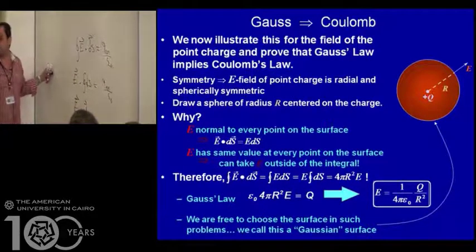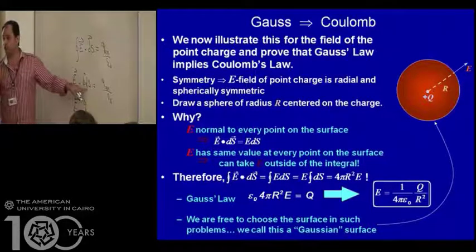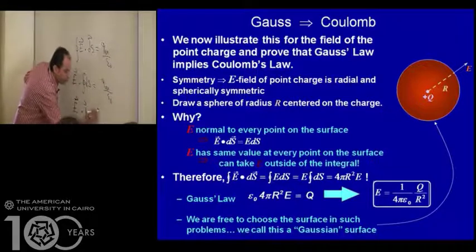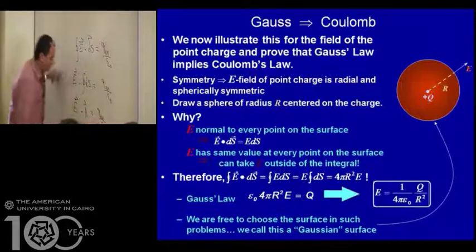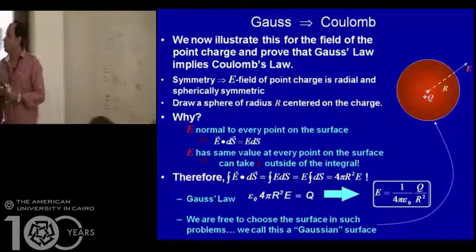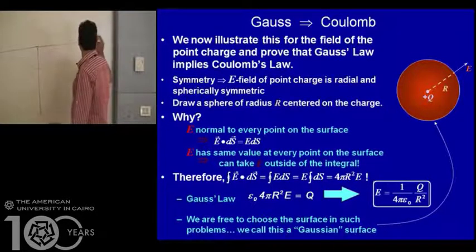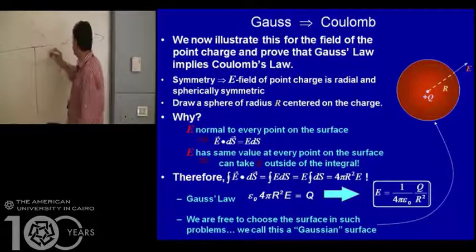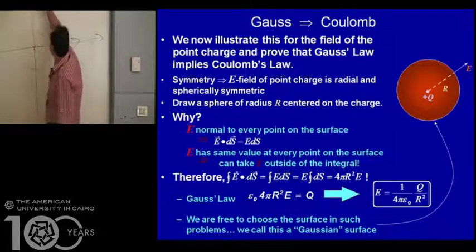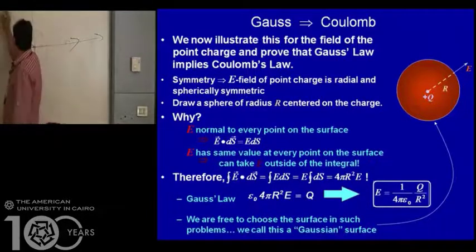Gauss's sphere, the area of Gauss's sphere, which is equal to Q enclosed divided by epsilon 0. Now, that dot product: what is the direction of the electric field from that sphere? It's always out of the charge. This is the charge, so this is the direction of the electric field.